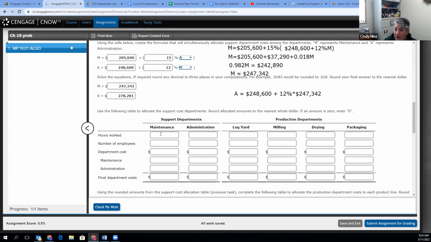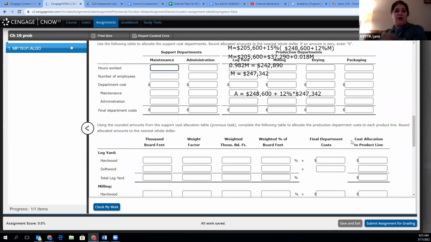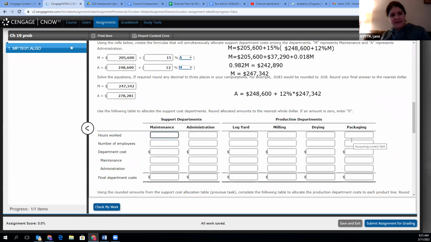So, all right. So do you need this table? Are you stuck on this table as well? So I got across department cost, and then once I got to maintenance, I completed all of department cost. Okay, and then, all right. So I'm going to have to fill this in. Do you want the number?